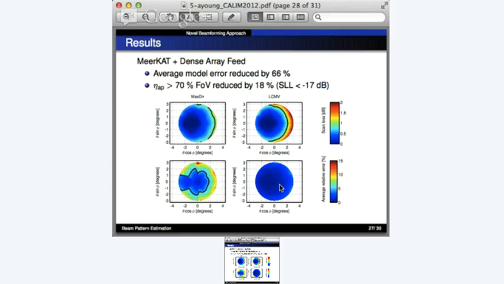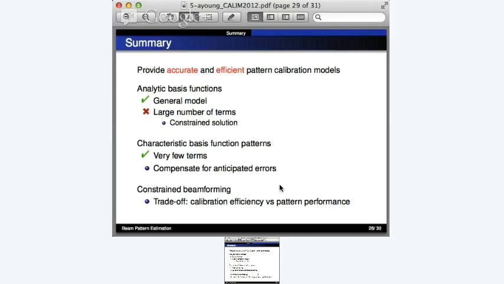So in summary, we aim to provide accurate and efficient beam calibration models. Looking at the analytic basis functions, what's nice about that is we have a general model and we can add a lot of general terms to model hopefully any kind of error. However, this is a large number of terms, and it seems a constrained solution is possible to overcome this predicament.